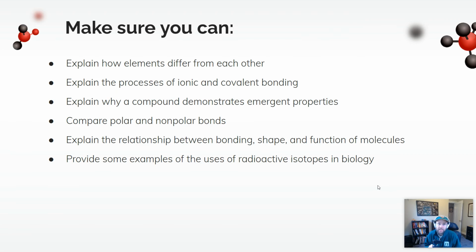All right, before you leave, make sure you can explain how elements are different from each other, the differences between ionic and covalent bonding, be able to talk about emergent properties, understand what a polar covalent bond is, talk about bonding and shape in biology, and be able to remember a use for radioactive isotopes in biology.